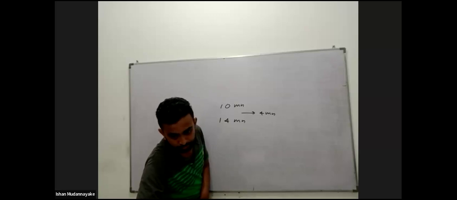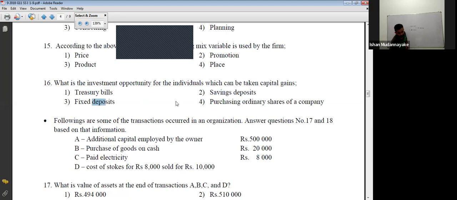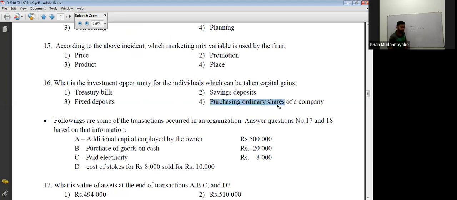In question 16, for treasury bills, you can't get capital gains. For savings, we can't get capital gains. For fixed deposits also, the same. But for purchasing ordinary shares, yes. If you purchase shares of a company, you can sell them at a higher price than the purchase price, then you can get capital gains. So for question 16, the answer is the 4th.